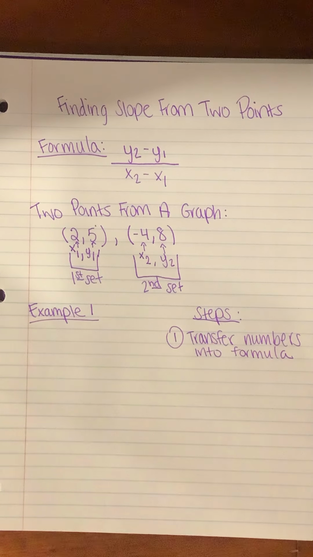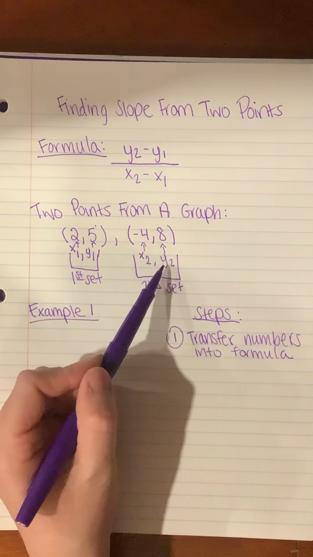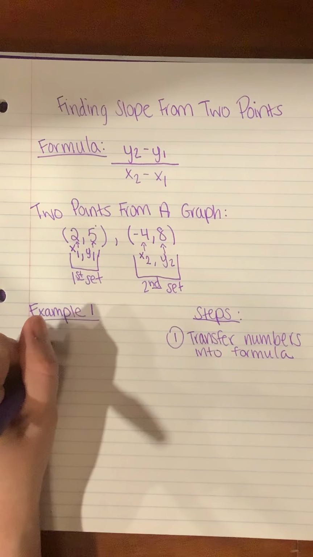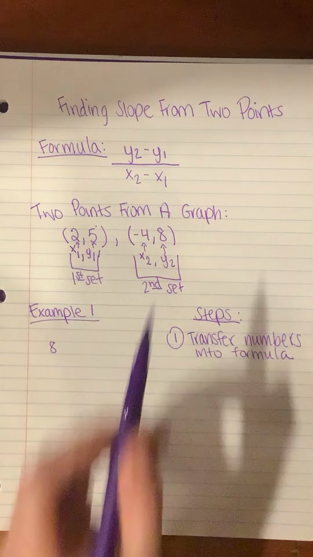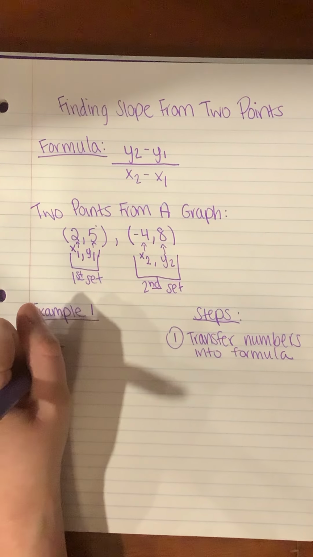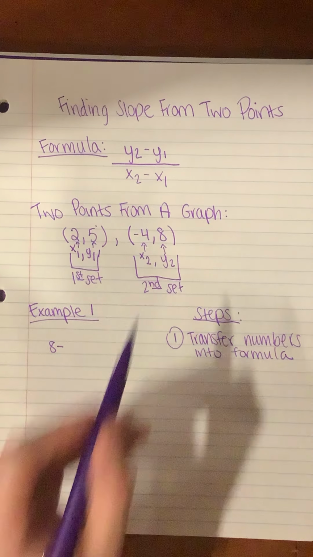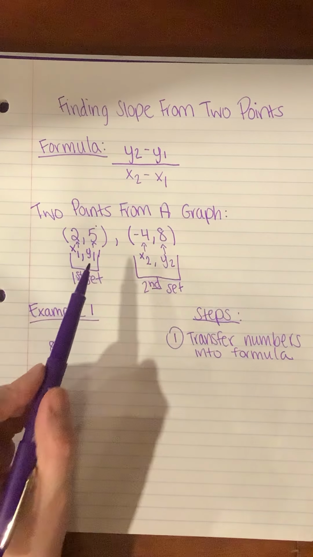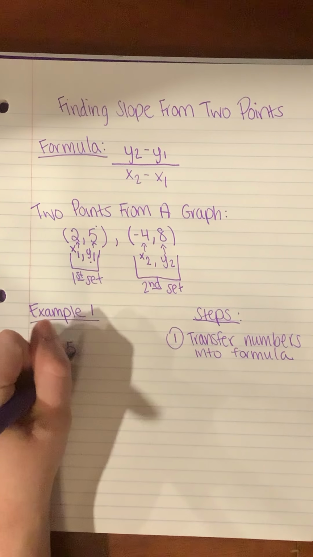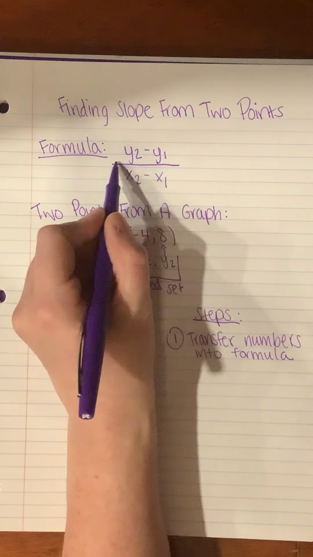All right, so again, the top of our formula is y2 minus y1. Well, I've already labeled them. My y at my second point is 8. So I'm going to start with 8. So I have my y2. In the middle of my formula, I have a minus. So I'm going to write minus. And then minus y1. My y1 is 5. 8 minus 5. And then I have my fraction line.